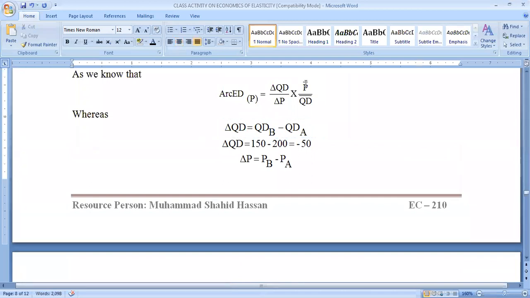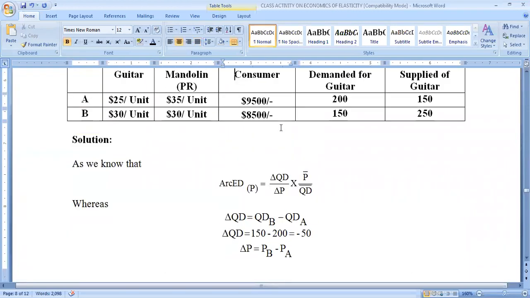If we look at the formula, within this formula, we have four components. The first component is delta QD, the other one is delta P, the third one is P bar, which is average price of 2 points, and QD bar, which is average quantity demanded for 2 points. So at point B, we have quantity demanded, say it is 150. If you could look at the column of quantity demanded, at point A it is 200, but it is 150 at second point, right?